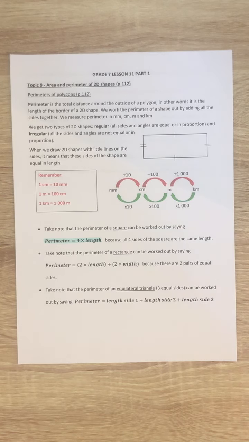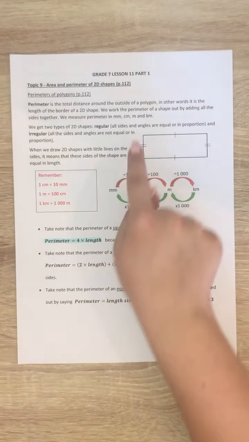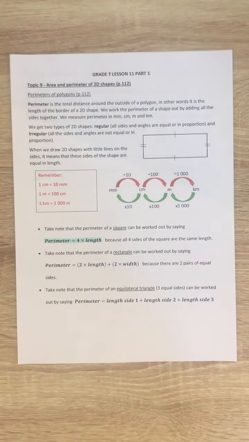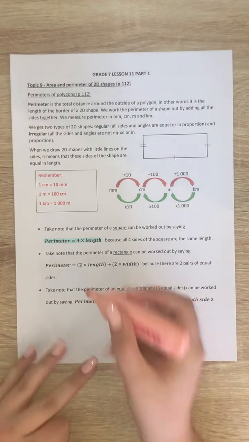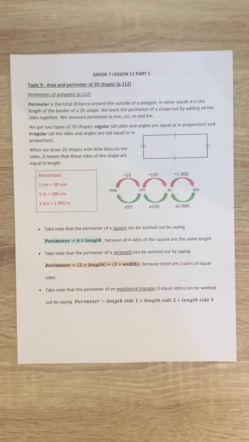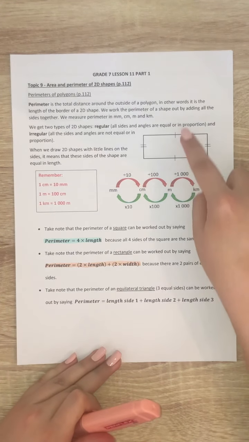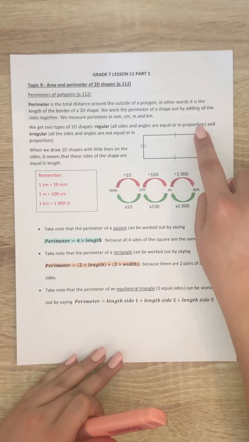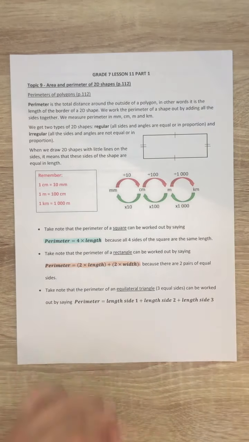Right, then take note that the perimeter of a rectangle, now remember rectangle, we've got 2 pairs of equal sides. So the perimeter formula we've got over here is perimeter equals 2 times the length, because there's 2 lengths that are the same, plus 2 times the widths, and those are the same.